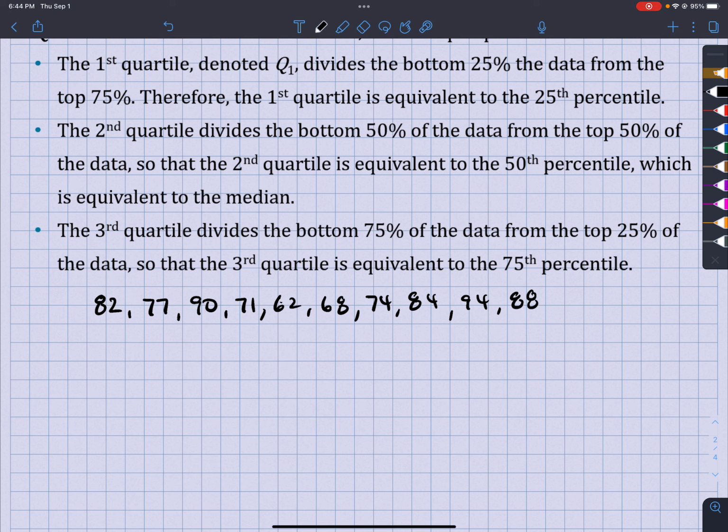So the first thing we have to do is to put them in order, right? From least to greatest. So put the data in ascending order.